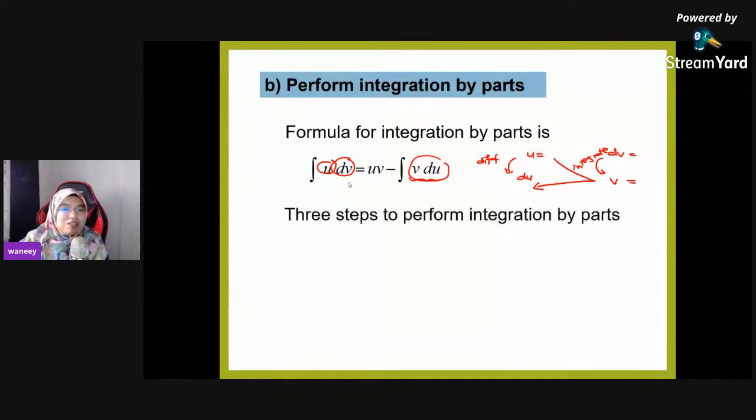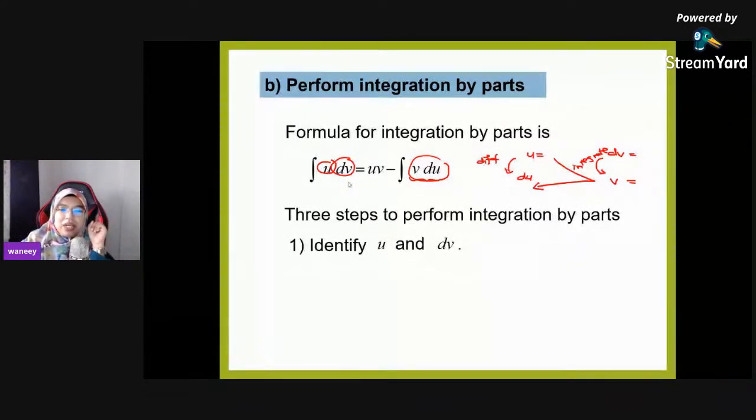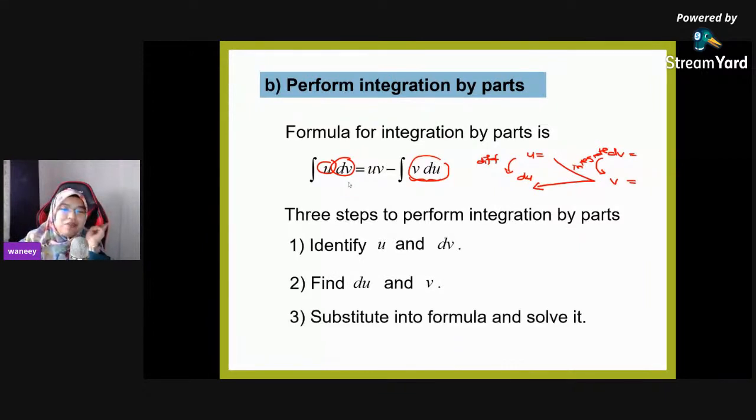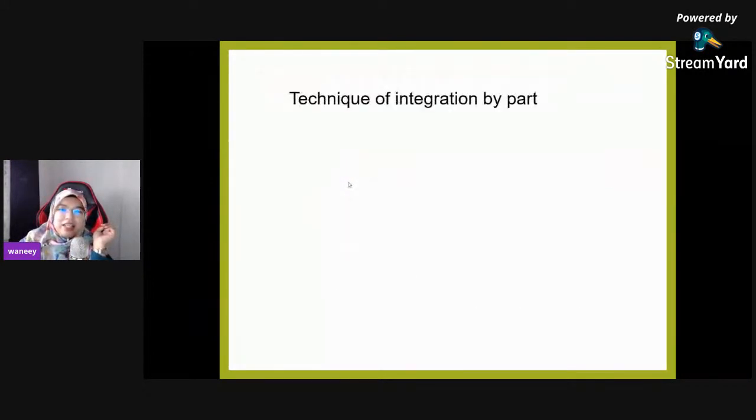Okay, so now three steps to perform integration by parts. The first one, you have to identify your u and your dv correctly. The second one, you need to differentiate your u, and you need to integrate your dv to get du and v. And then the third one, you have to substitute into the formula, and then you got to solve them. Okay, now the technique of integration by parts. How to choose the u, choice of u.